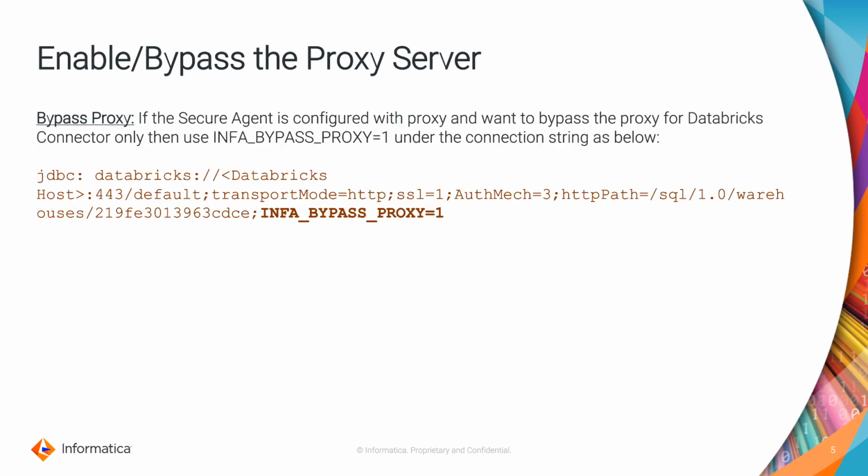Bypass proxy server. Bypassing the proxy server is used when a secure agent is configured with the proxy, which means by default the Databricks connection will also be redirected by the proxy server. In this scenario, if you want to bypass the proxy only for the Databricks connector, then append the flag info underscore bypass underscore proxy equal to 1 in the JDBC Databricks connection string from IDMC. This will help bypass the Databricks connection request so it does not go through the proxy server.